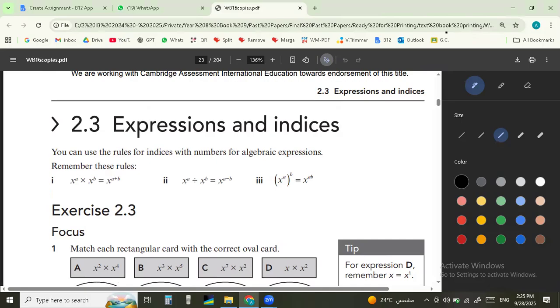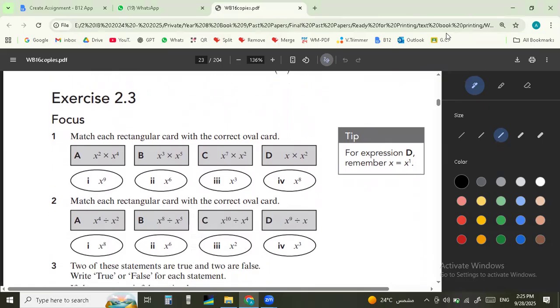And in today's video, we're going to discuss Workbook Lesson 2.3 Expressions and Indices. So let's start with the first question here. It says to match each rectangular card with the correct oval card. So let's just simply answer each rectangular card.